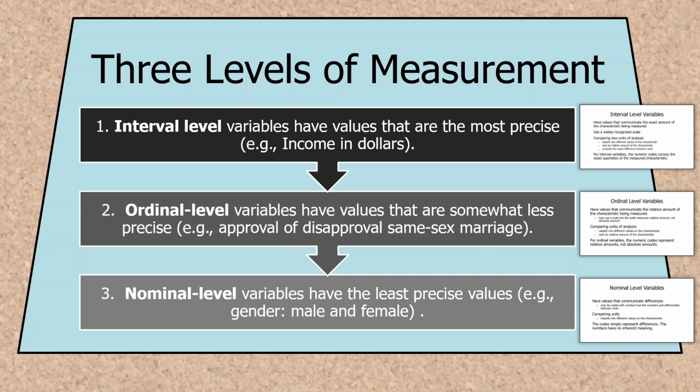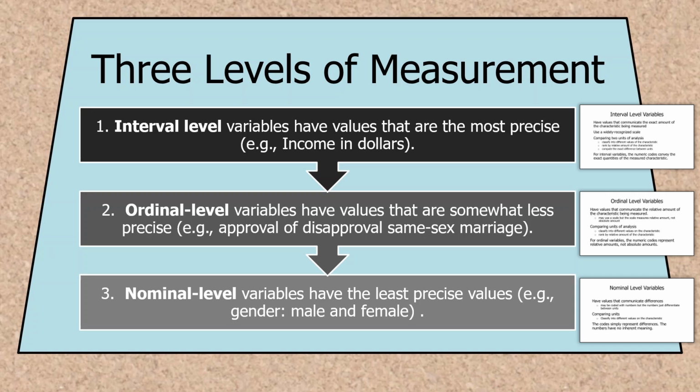Ordinal level variables have values that are somewhat less precise. Approval or disapproval of same-sex marriage, survey research data, very commonly uses a lot of ordinal scales, a lot of ordinal variables. And then finally, nominal level variables. So we're going in descending order of precision here, from interval to ordinal to nominal. Nominal level variables have the least precise values. The values just permit you to separate cases into different categories.